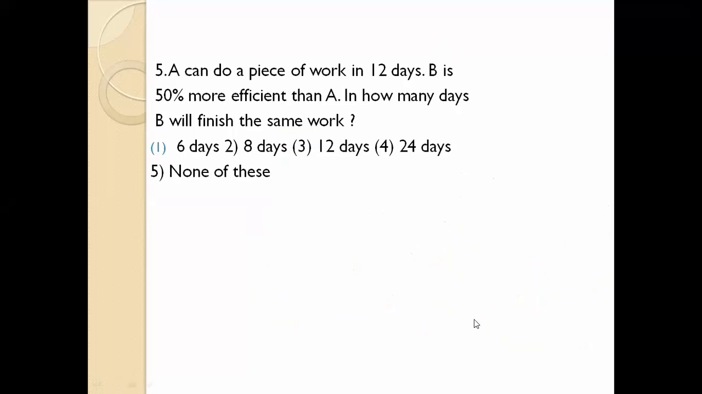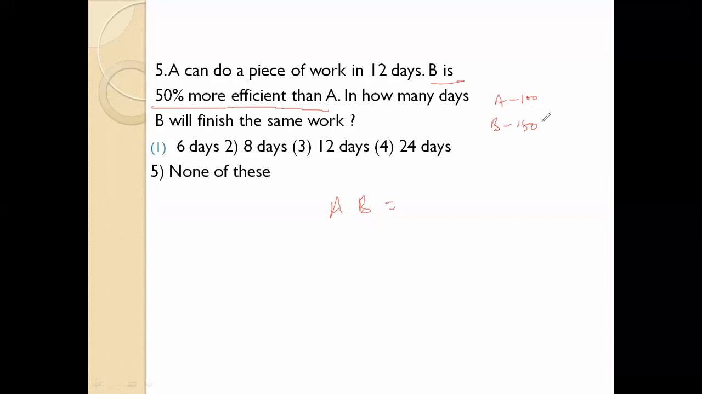Now this is another model of question. A can do a piece of work in 12 days. B is 50% more efficient than A. In how many days will B finish the same work? Now here A is to B. B is 50% more efficient than A. So A efficiency 100 means B efficiency is 150, 50% more.